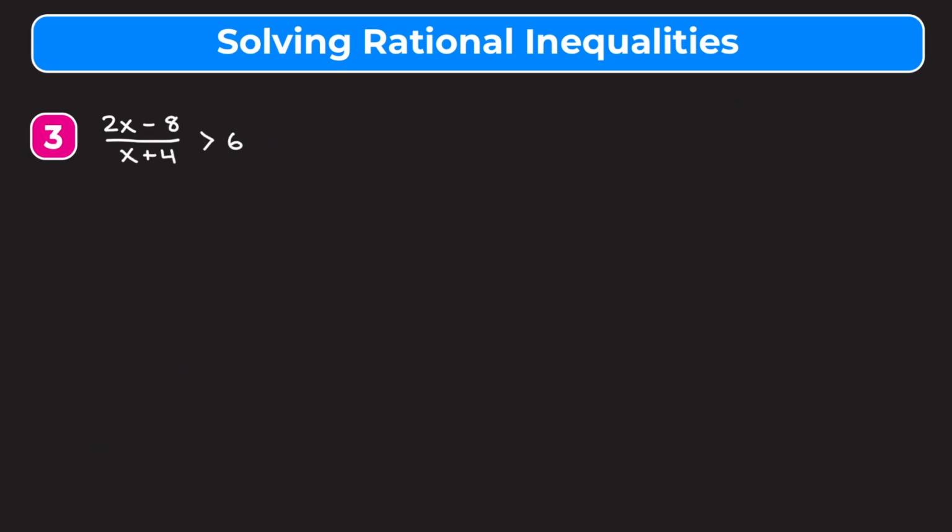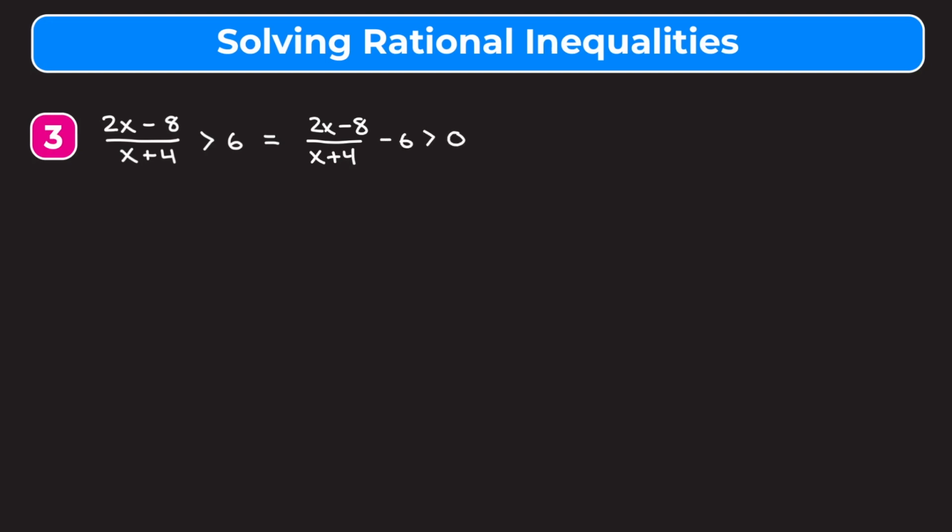So example 3 is (2x minus 8) all over (x plus 4) is greater than 6. So this time we don't have a 0 on one side of our inequality. So that's what we're going to have to do first. What we're going to want to do first is get everything to the left side. So we're going to subtract 6 from both sides of our inequality. So we're going to get (2x minus 8) over (x plus 4) minus 6 is greater than 0.